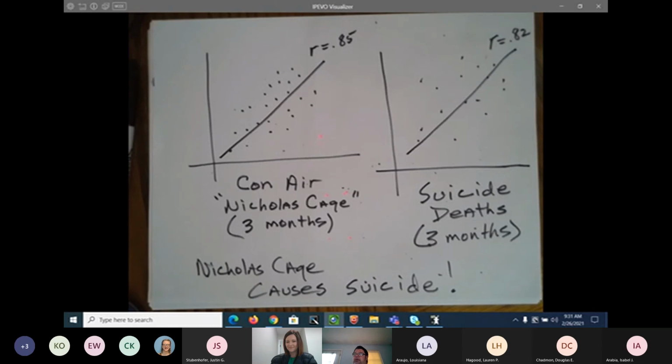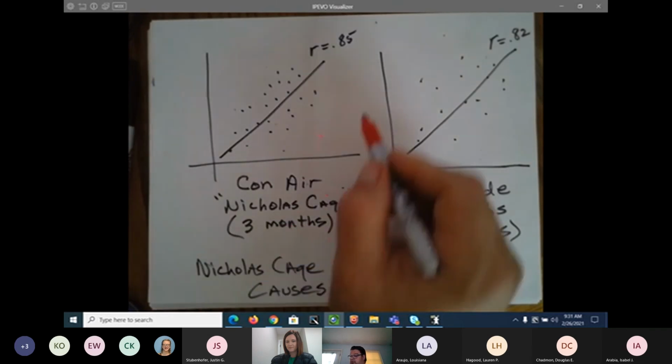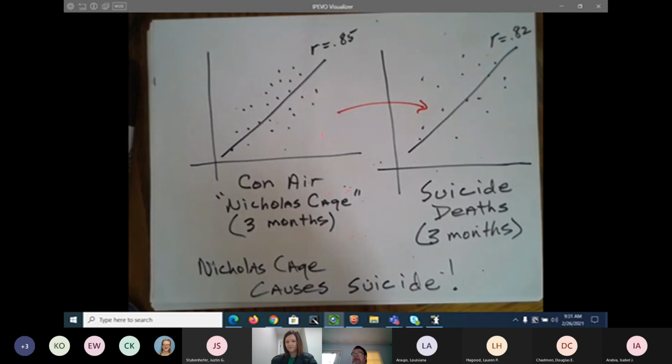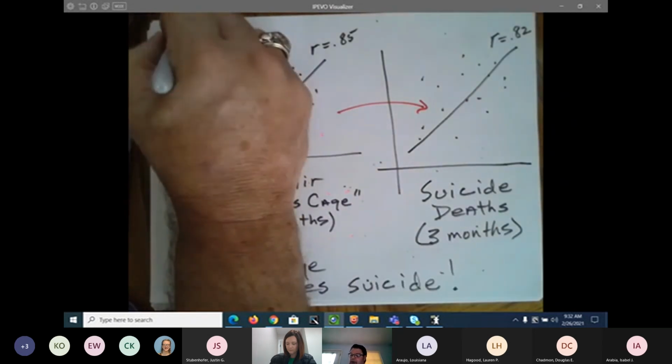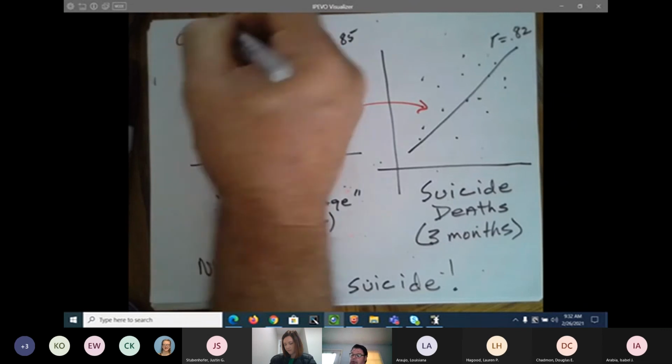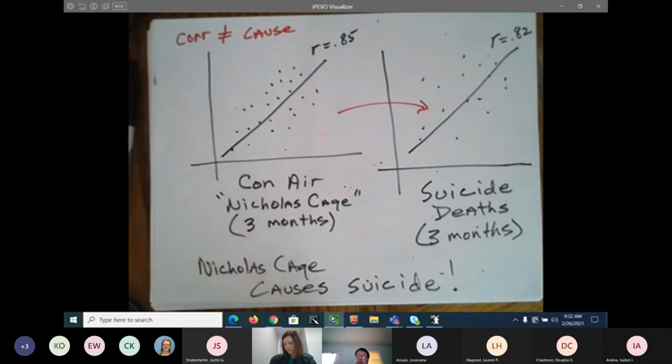Okay. Why? Because I'm thinking common sense. Is there any way possible that a Nicolas Cage movie could cause you to commit suicide? Bad acting is not a reason to commit suicide. There's all kinds of things that make a person commit suicide, all right? But it's not a bad movie. This is an example of correlation does not equal causality. Correlation does not equal causality.